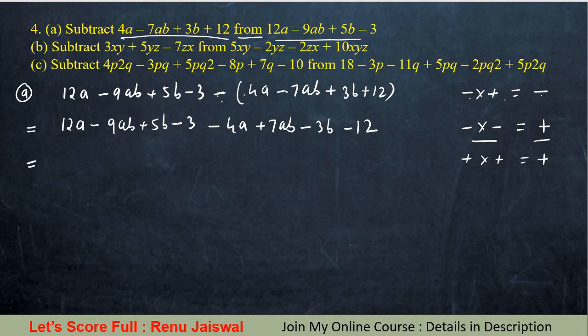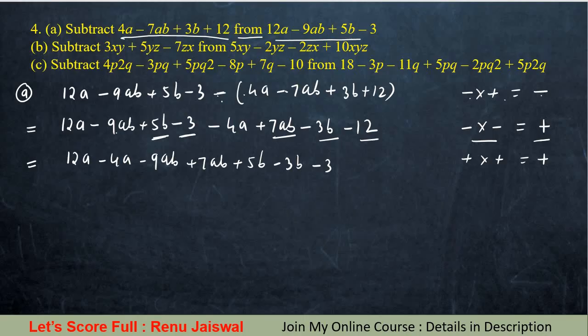After changing the sign, what do you have to do? Separate the like terms. So here 12a, then minus 4a. Then ab terms, minus 9ab, so I have here 7ab. Then I have b terms, which is 5b. Then the next term is 3b. Then the last term is the constant term. What is a constant term? When there is no variable present in a term. Like here there is no variable, only constant. So I say constant terms.